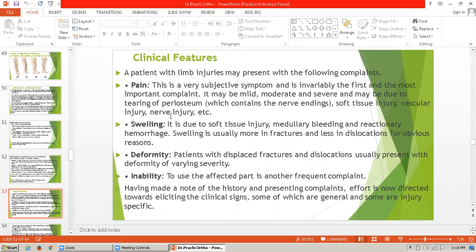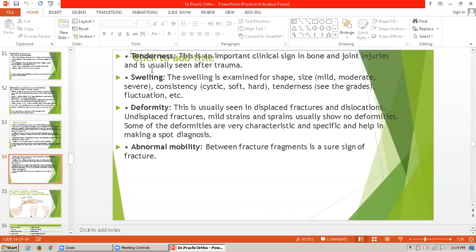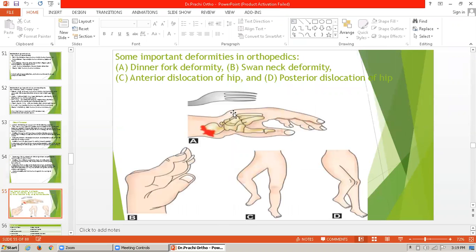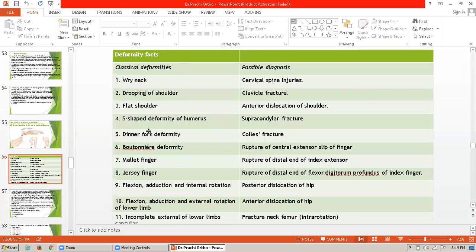So the clinical features that we can see are pain, swelling, deformity, inability to move, tenderness, and abnormal mobility. There are some important deformities in orthopedics, that is the dinner fork deformity, this is the Schwann neck deformity, this is the anterior dislocation of the hip, and this is the posterior dislocation of the hip. So these are some deformity facts that we learned in a previous lecture.